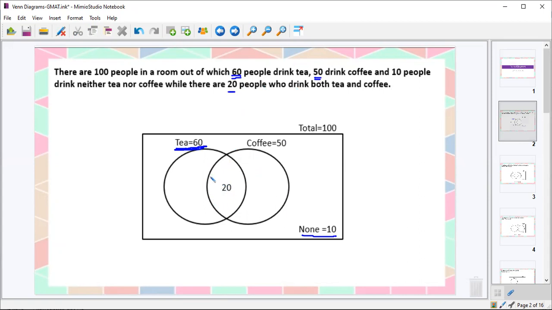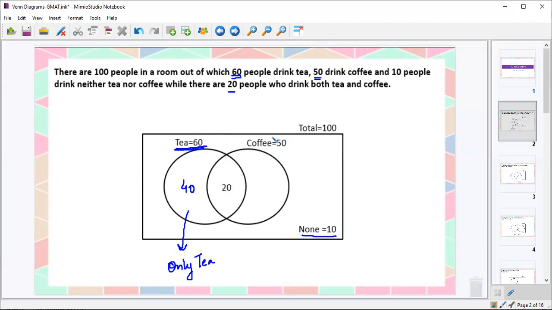Now, since I know that the entire value of the circle is 60, out of which I have two regions, one is 20. So I can easily say that the second value is going to be 40. Now, what does this 40 signify? These 40 people drink only tea. There's a difference between drink tea and drink only tea. Drink tea people will include those who drink only tea and also those who drink both tea and coffee.